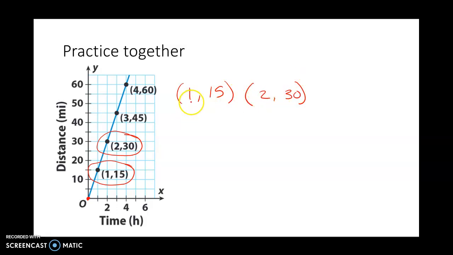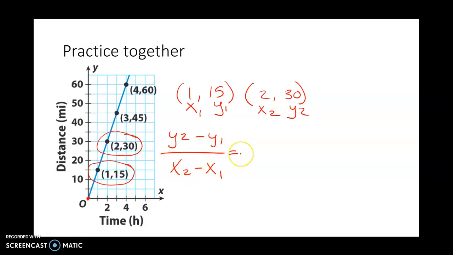All right. Is the 1 an x or a y? It's an x. Second one, is that an x or a y? It's a y. Now, since this ordered pair comes first, is it going to be my 1s or my 2s? It comes first, so it's my 1s. And then this one's x, this one's y, and this comes second, so these are my 2s. Okay, so y2 minus y1 over x2 minus x1.